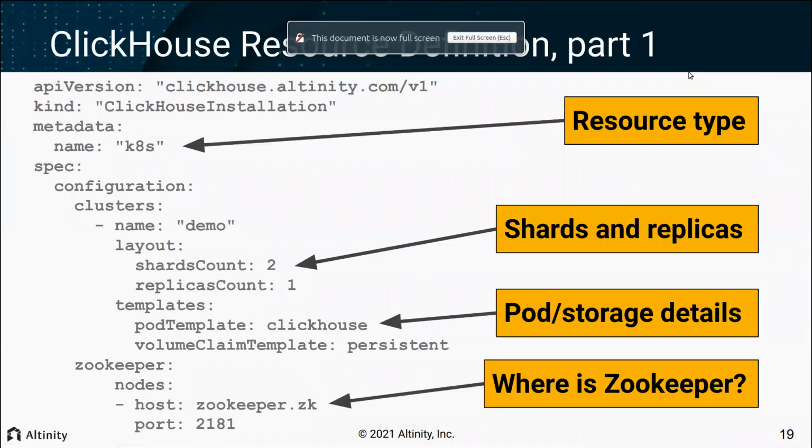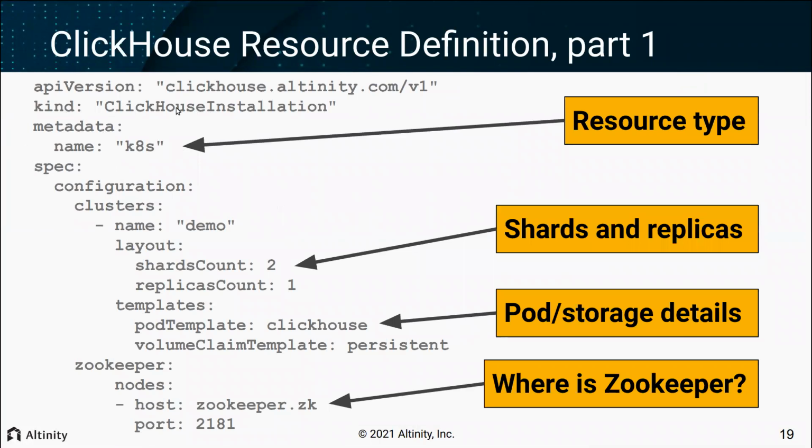All right, so let's just look in more detail about what's in that resource file. If you're going to run Kubernetes yourself, you're going to need to fill this out. We have examples that you can use, but this will give you the highlights of this file. So first of all, as I mentioned, the resource type, that's ClickHouse installation. Actually, this arrow is pointing at the name of it.